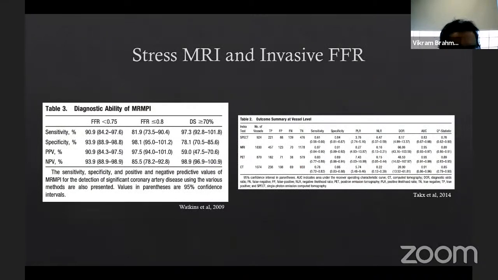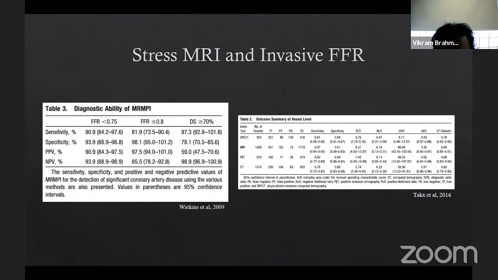And then moving on, in terms of stress MRI and invasive FFR, which we could say is the gold standard for invasive assessment of ischemia, stress MRI has excellent sensitivity, specificity, positive predictive value, negative predictive value for identifying obstructive disease. So on the left, we have a small validation study of about 100 patients who had FFR in all major patent epicardial arteries. And this was compared with stress MRI. And you can really see the numbers are excellent. So using an FFR of less than 0.8 or less than 0.75, MRI really excels.